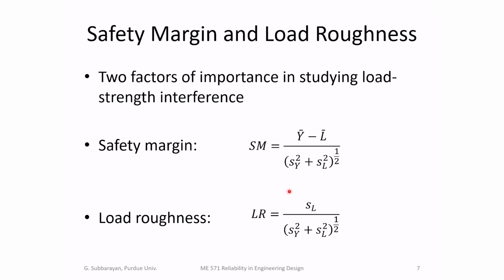We will most often specify an acceptable load roughness, and then we will specify the safety margin, which represents our desired reliability. We will see how in the next module. And this defines our desired load spread, and then we will go about identifying part dimensions that meet our desired reliability and desired load roughness.